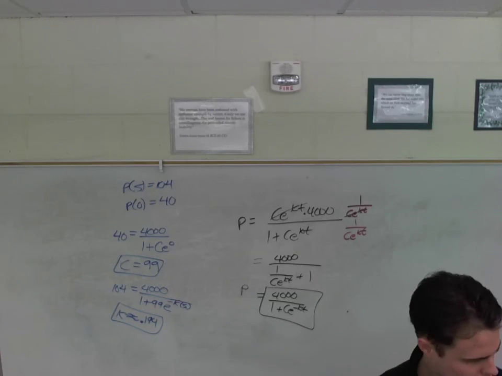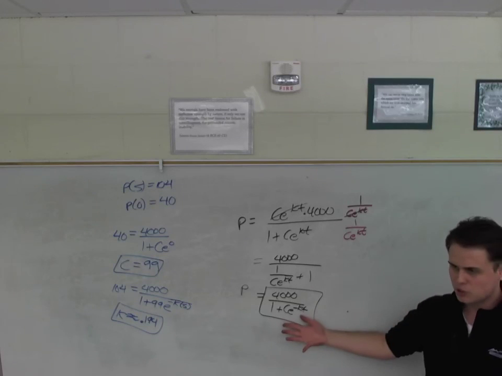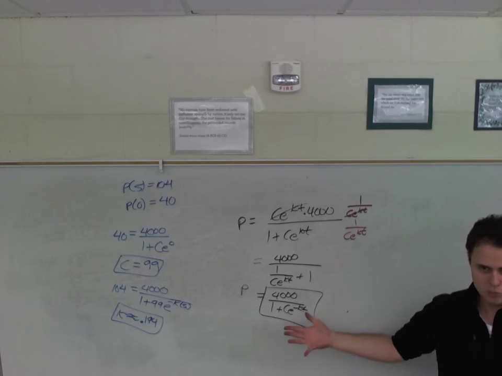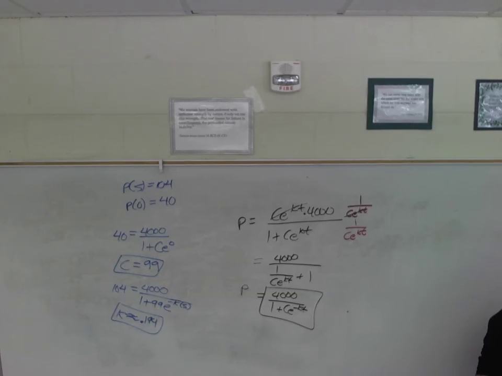What else did they ask? Estimate the population after 15 years. Is that going to be hard? We have the function now. What are you going to do? Plug 15 in after you stick those constants in, right? That's easy. Part D: find the limit of the model as t approaches infinity.